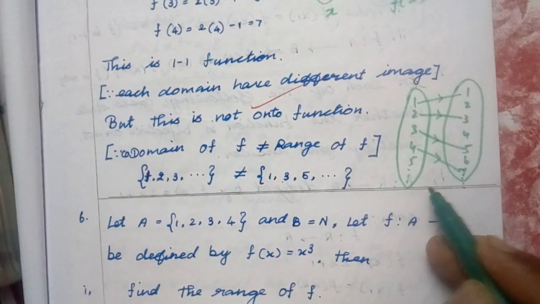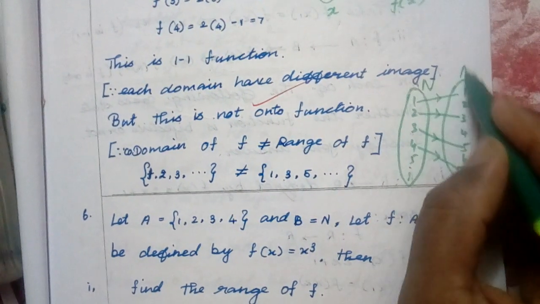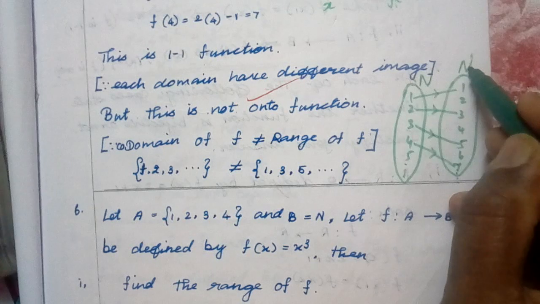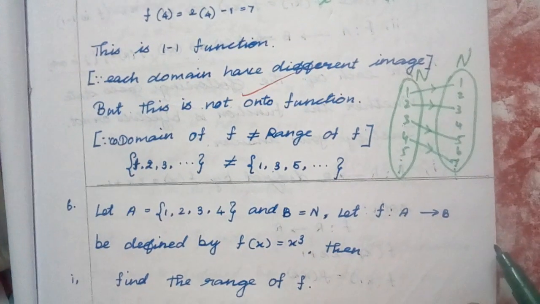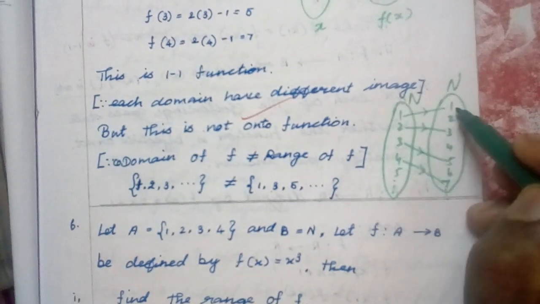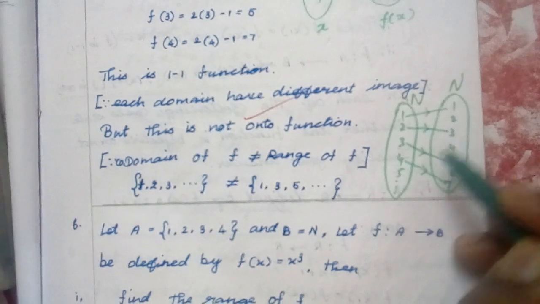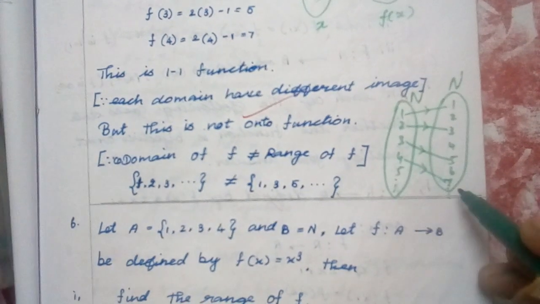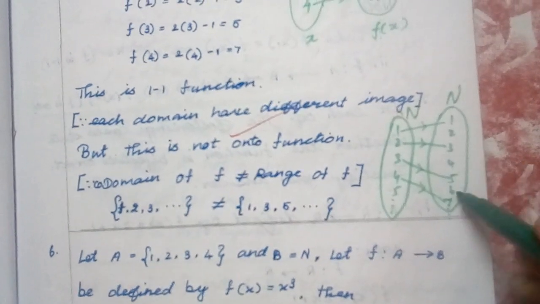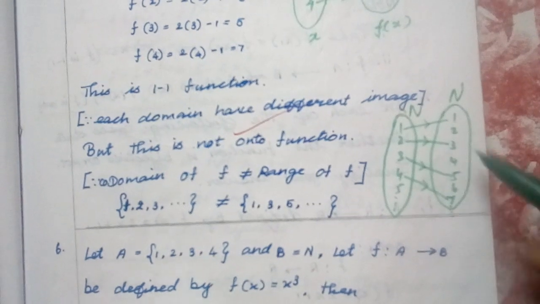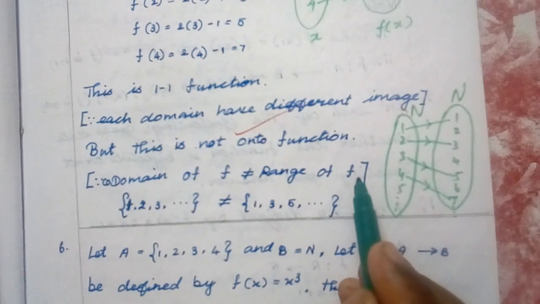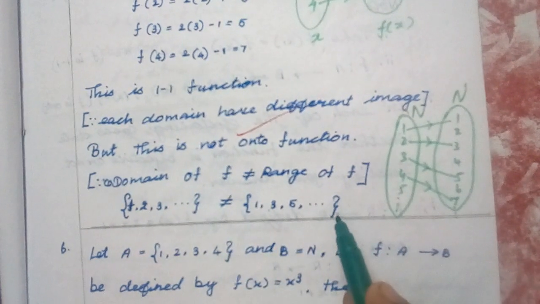See this example. This is a natural number, and this also is a natural number. Natural numbers normally start from 1, 2, 3, 4 etc. Here also natural numbers 1, 2, 3, 4 etc. We found the f of x values 1, 3, 5, 7. So we connect 1 with 1, 2 with 3, 3 with 5, 4 with 7. So in the codomain, the values 2, 4, 6 and some other values do not have a pre-image. So we conclude that the codomain of f is not equal to the range of f. So it is not an onto function.